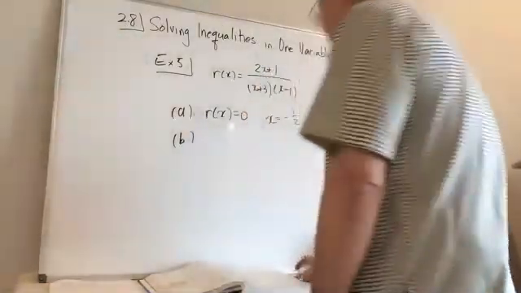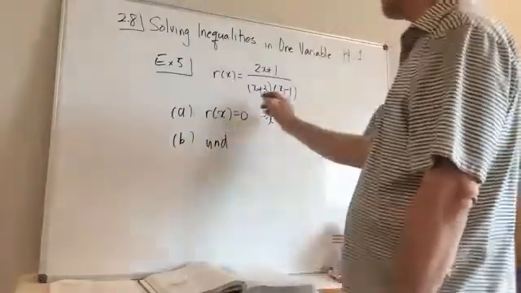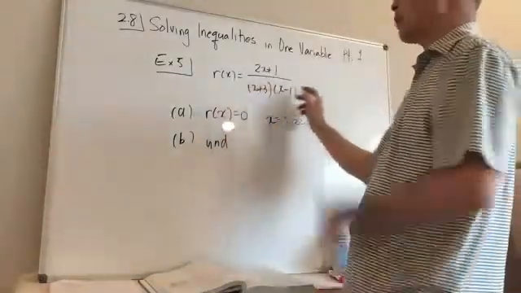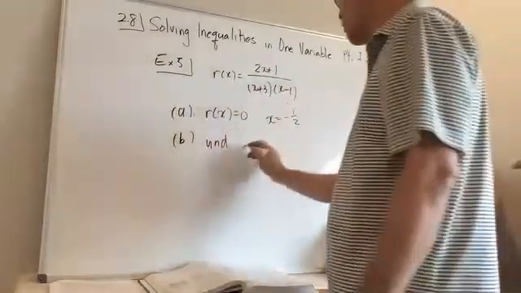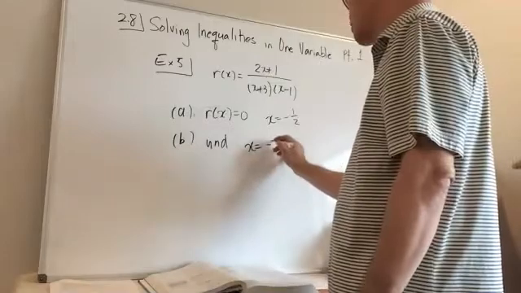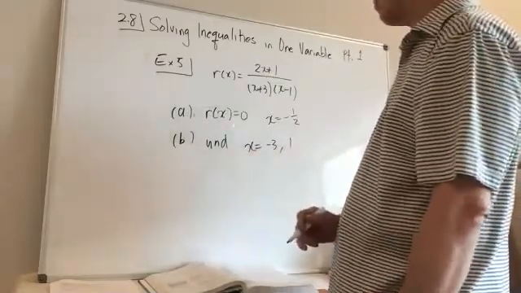B. When is it undefined? It is undefined when the factors on the bottom are 0, right? These guys on the bottom are not allowed to be 0. So it's undefined at x equals -3 and x equals 1.